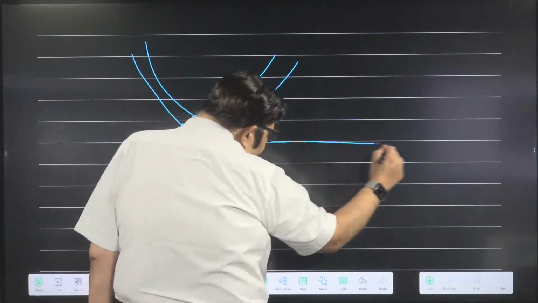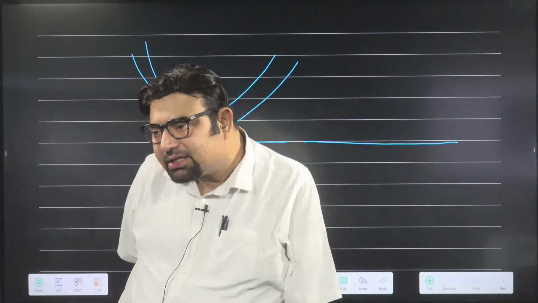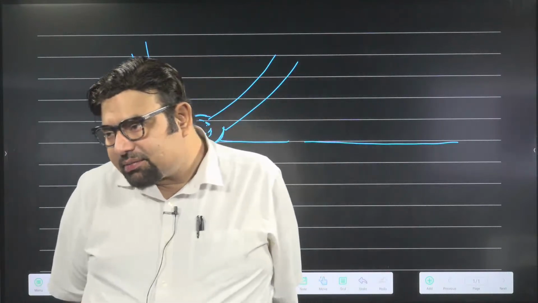What is the name given to this structure, which is not visible in the diagram of the NCERT or any other diagram? SV, very good, seminal vesicle.